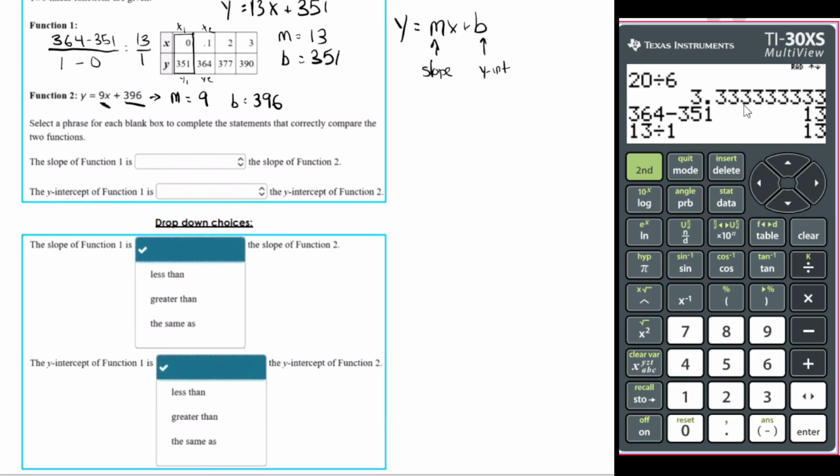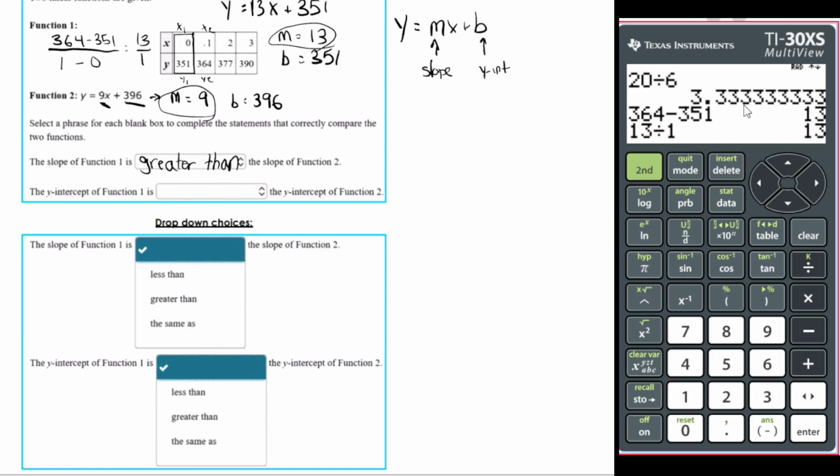So we're given drop-down choices. The slope of function 1 is less than, greater than, or the same as the slope of function 2. Well, here our slope is 13. Function 2, our slope is 9. So that would mean function 1 is greater than, and you would select greater than.